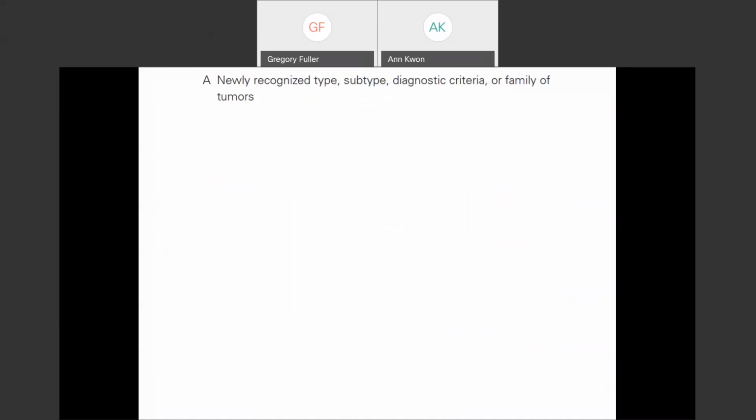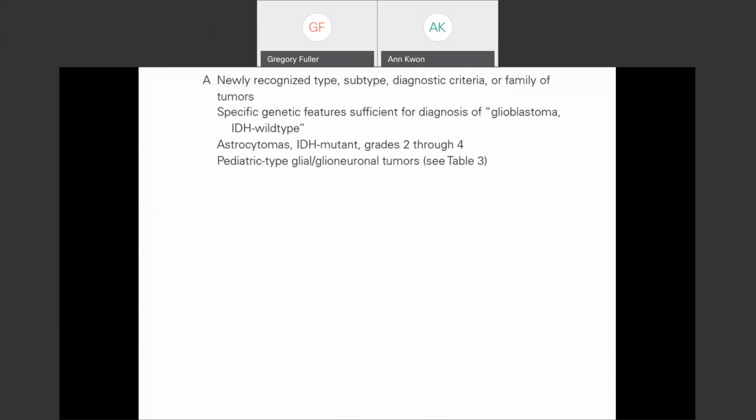Newly recognized types and subtypes. Do we incorporate these? All right. The first three: glioblastoma, IDH wild type, and IDH mutant, and pediatric. Pediatric we've already addressed. I already showed you that table. The other two we'll look at in a second. All right, diffuse glioma, H3.3 G34 mutant.